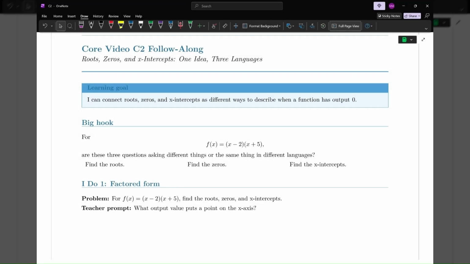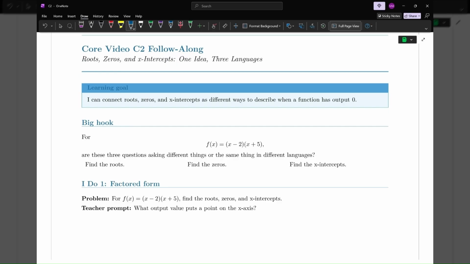Okay, welcome to core video 2. In this video, we're just going to talk about language. Especially with quadratics, a lot of questions are going to ask about roots, zeros, and x-intercepts. One idea with three languages is to differentiate between the three. Our goal is to connect these ideas, so that when they come up, we see that a question is asking us the same thing, just in different language.